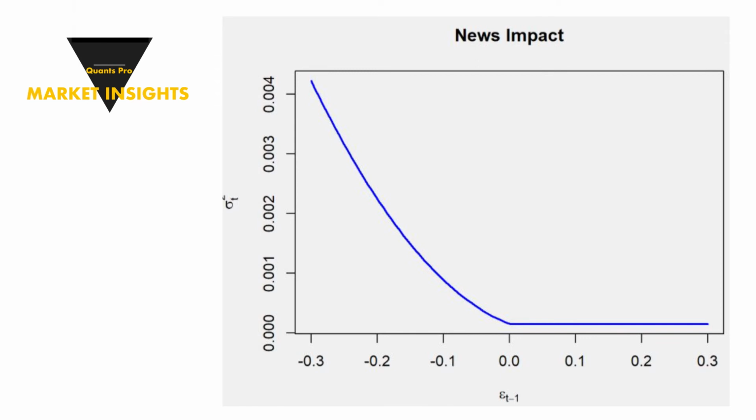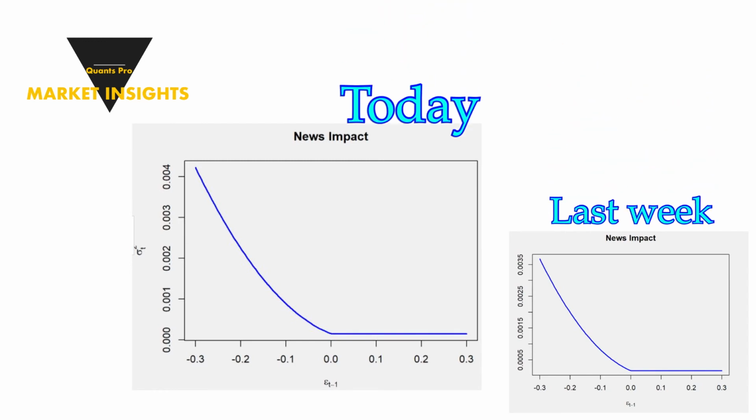For comparison, let's examine the current state of the news impact versus last week. When the two charts are examined carefully, it can be easily understood that the news effect for the stock remained the same as last week. This indicates that the impact of negative shocks on stock volatility did not change significantly over the past week.